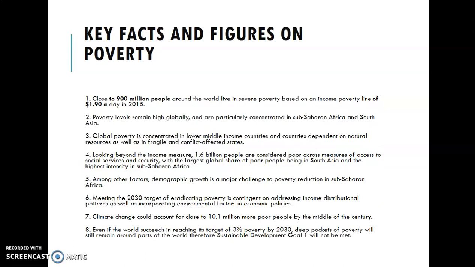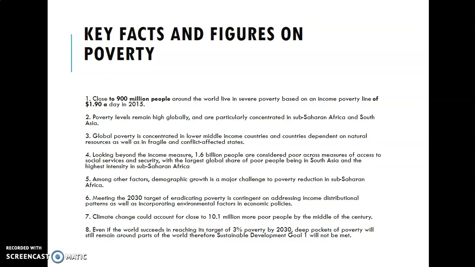So there are 8 key points of key facts and figures on poverty. Number 1 is close to 900 million people around the world live in severe poverty based on an income poverty line of 1.90 a day in 2015.